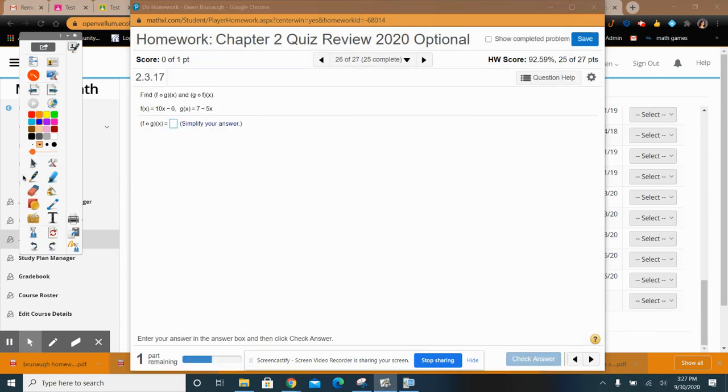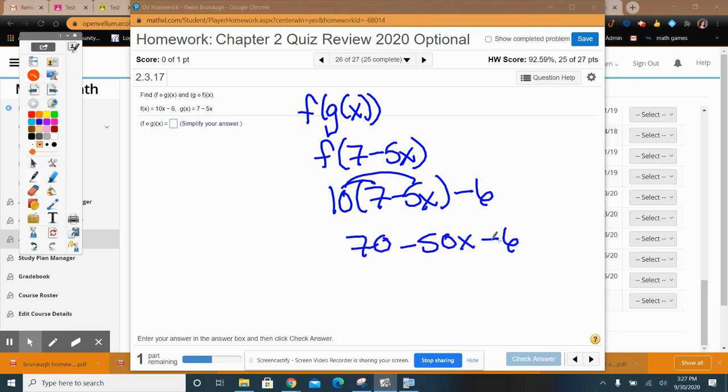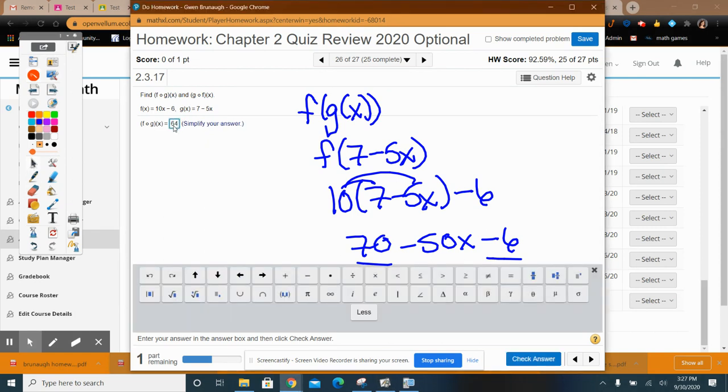Getting close here. F of g of x and g of f of x. F of g of x will be f of 7 minus 5x. That tells me to go to function f, take out the x, and put the 7 minus 5x in its place. 10x minus 6 looks good. Clean it up. 70 minus 50x minus 6. 70 minus 6. That gives me 64 minus 50x.